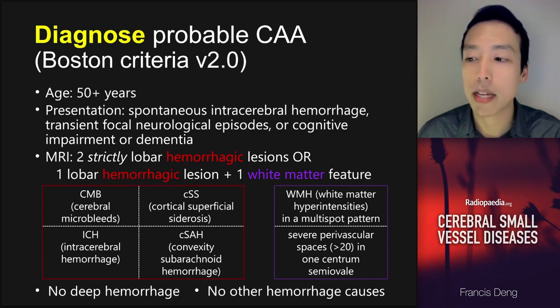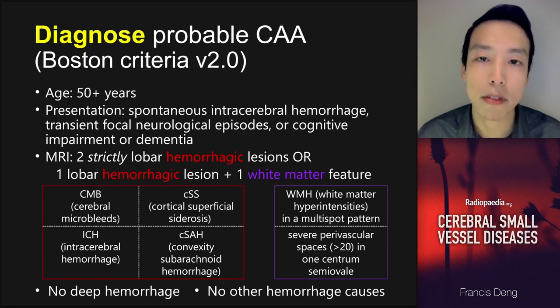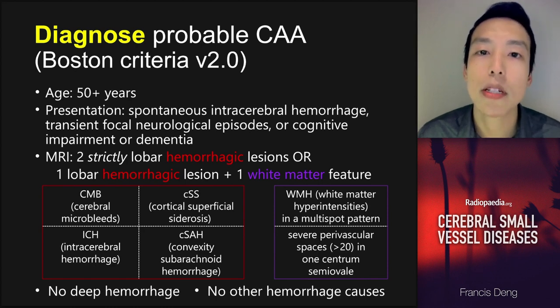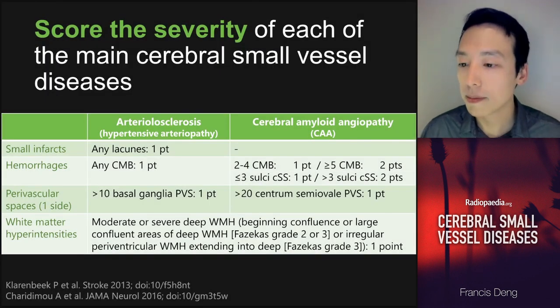But it's remarkable that based on just these clinical and imaging features, you can make a good guess that somebody has probable cerebral amyloid angiopathy.